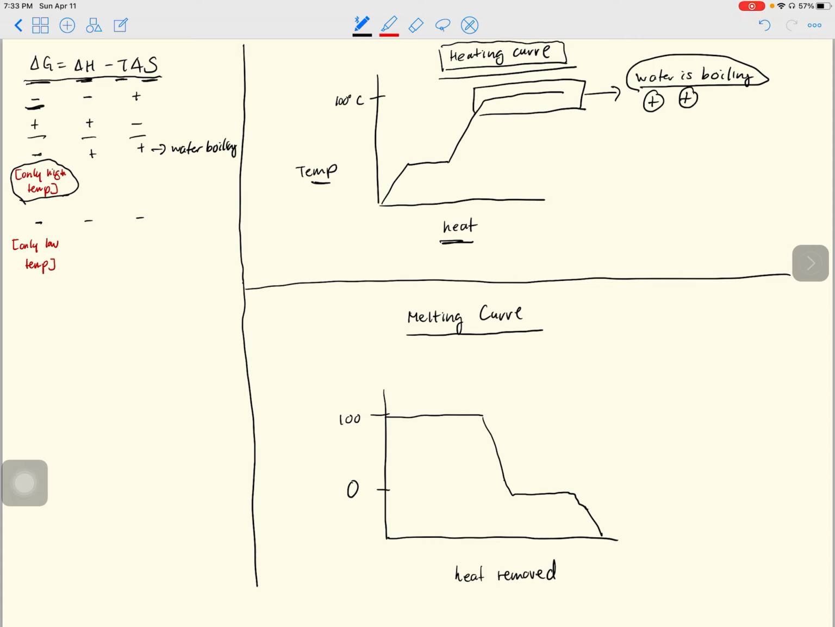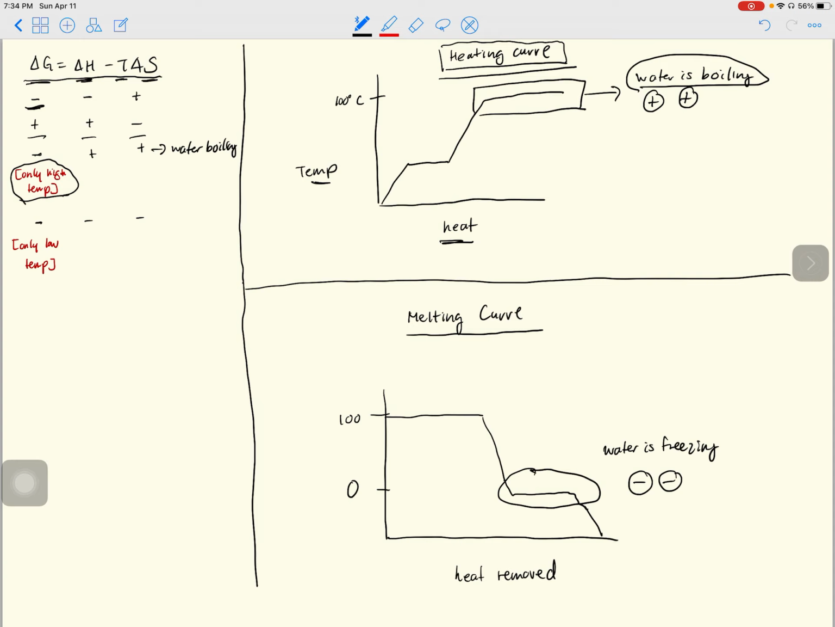Now let's look at the last line, which is negative, negative, negative. And that is the same thing as the melting curve. This is the same graph from above, but now it's in reverse. And we're going to focus specifically at 0. This is when water is freezing. And so when water is freezing, what is delta H? It's negative, right? Because heat is leaving the system. And what is delta S? It's also negative, because when water becomes a solid, there's less chaos, less disorder within the water molecules.